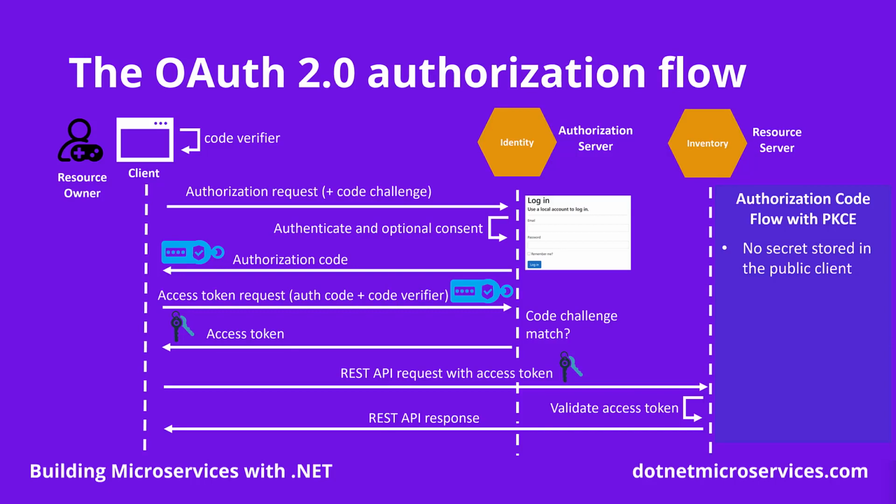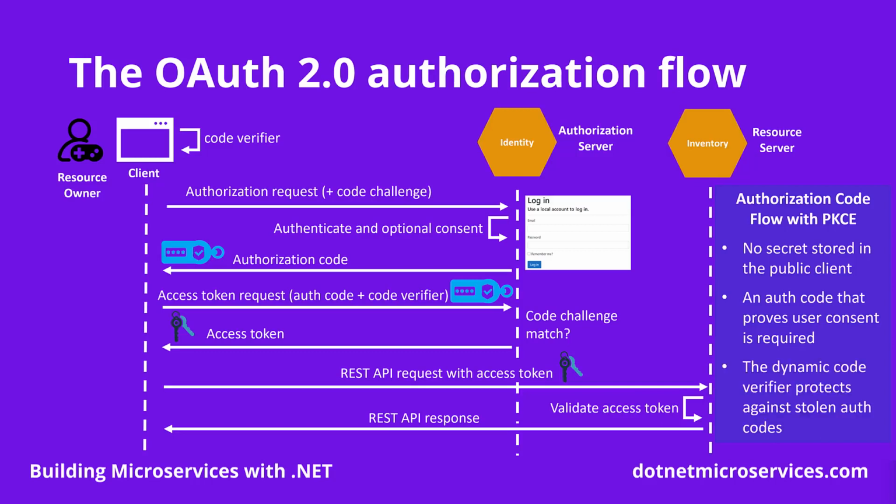With no secret, the client can't get an access token right away. It needs to first acquire a valid authorization code only available after the user authenticates and provides consent. And even if a malicious application steals the authorization code, it would not be able to acquire the code verifier, which is dynamic and is only known to our own app.